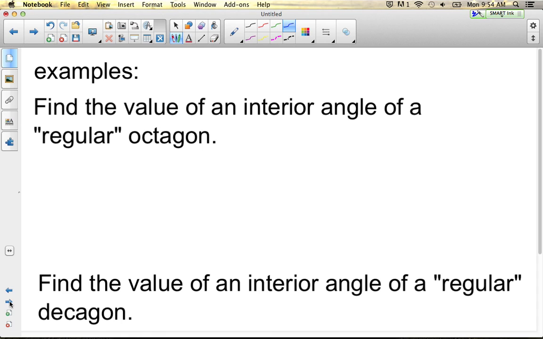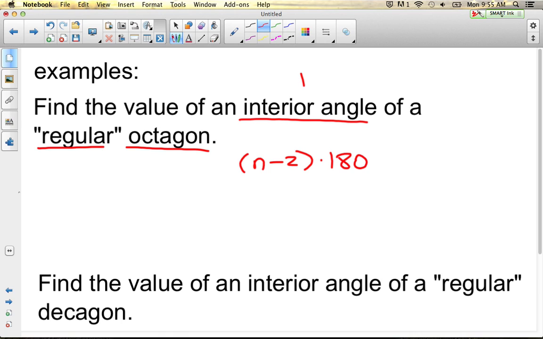Examples. It says find the value of an interior angle of a regular octagon. Well, let's use our proofreading skills. Let's see. It says find the value of an interior angle. So we want to find an interior angle. They're telling us that that polygon is regular and it's an octagon. So an octagon has 8 sides. I think I'm going to have to start with my formula n minus 2 times 180. And since they want us to find the value of just an interior angle, that'd just be one interior angle. They don't want us to find all of them, they just want one.